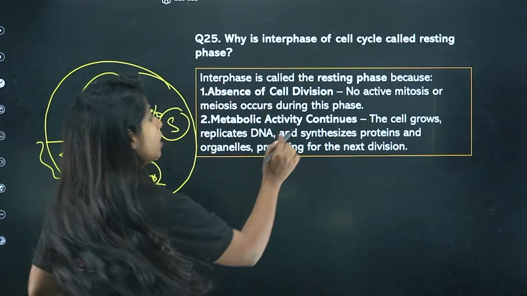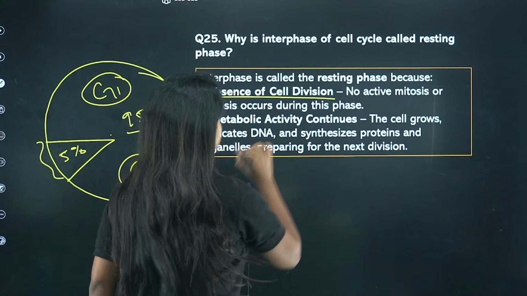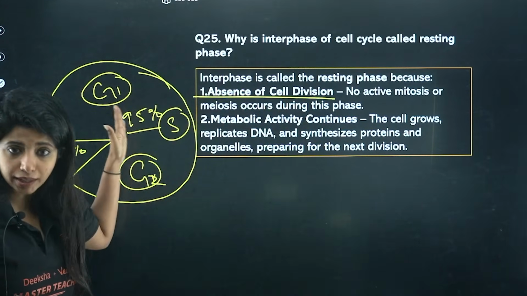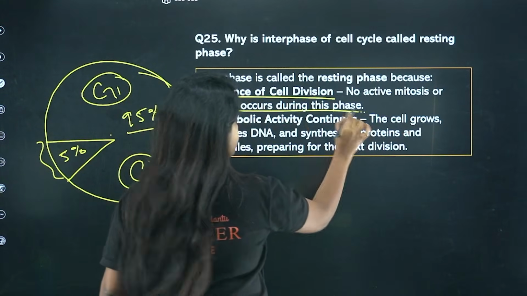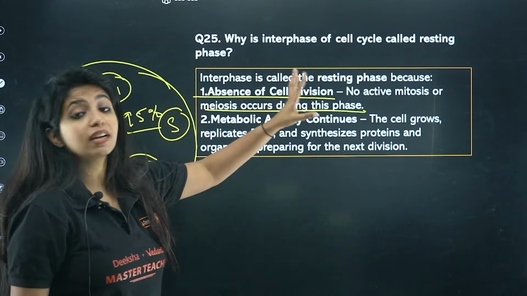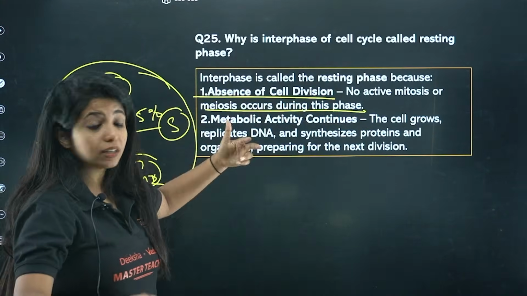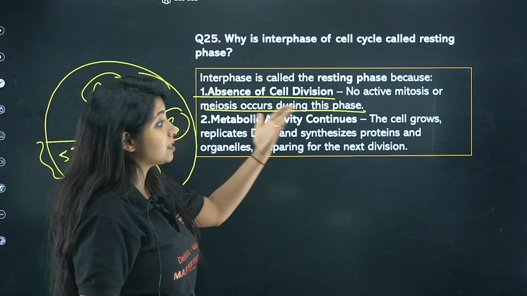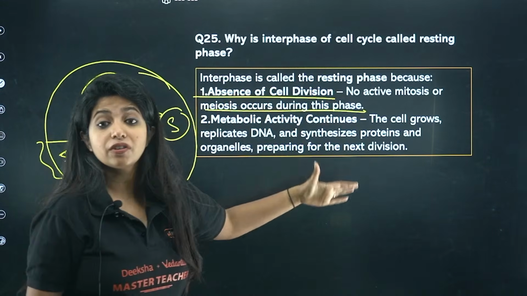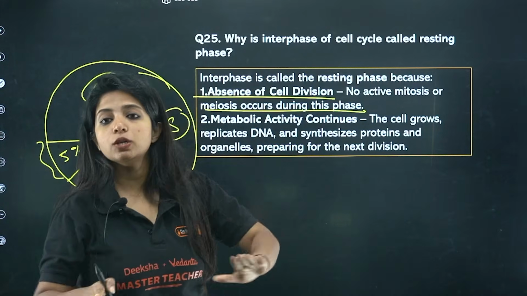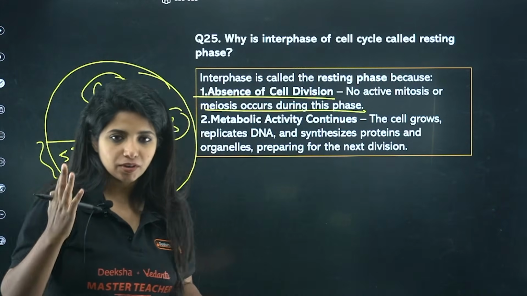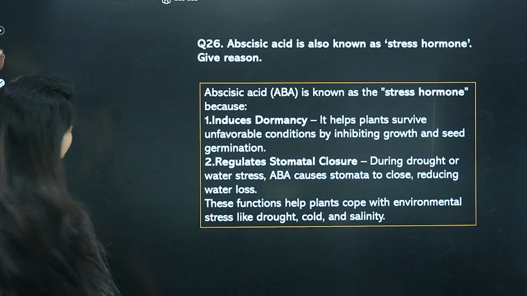Interphase is called the resting phase because there is absence of cell division. There is no cell division happening over here, right? Do you see any cell division? No. And no active mitosis or meiosis occurs during this phase. Now, metabolic activity continues. That is also a reason that the cell grows, replicates DNA, synthesizes proteins and organelles, preparing for the next division. So metabolic activity is continuing, but there is no cell division, which is why you call interphase the resting phase. Got it? Yes. Next question.